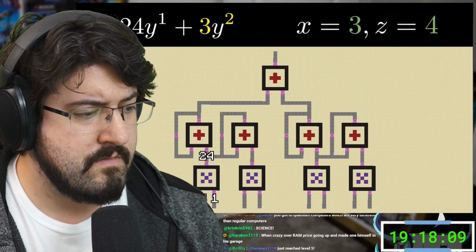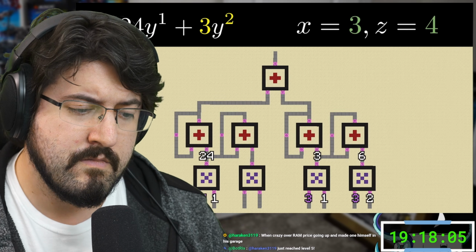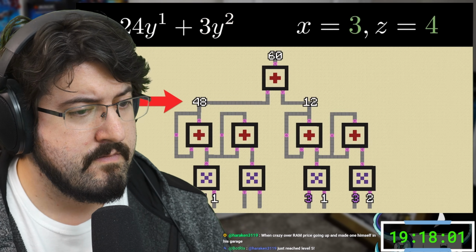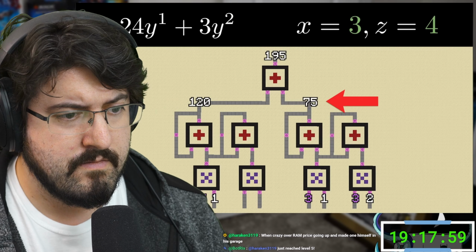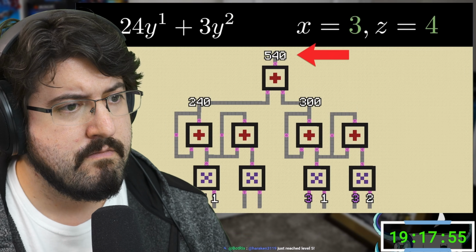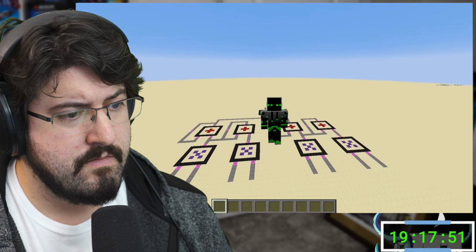The second term's y degree is 2, and the constant is 3, so I'll use 2 accumulators and multiply their start values by 3. This one generates the values for 24y. This one generates the values for 3y squared, so added together, they generate the values of the polynomial for this entire column. Again, I have to stress just how fast this is.